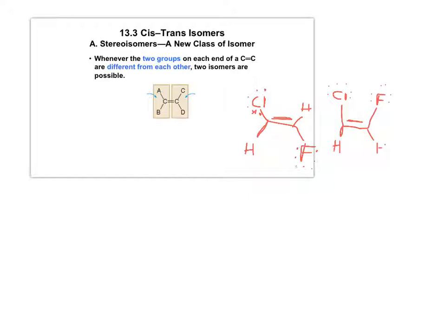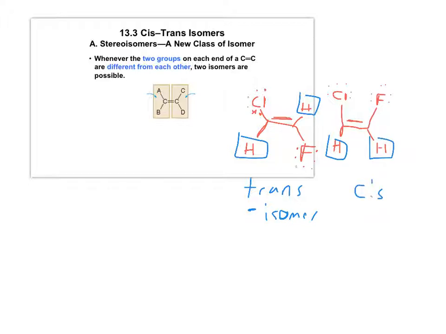I'm going to draw the implied hydrogen atoms. And when you have identical groups on the opposite side, like so, that is called a trans isomer. If identical groups are on the same side, it's called a cis isomer. Cis is on the same side.